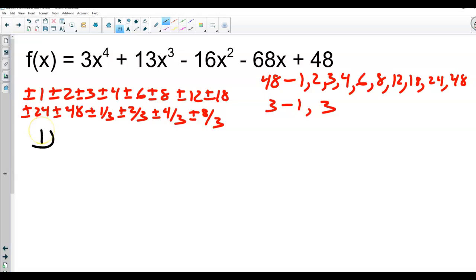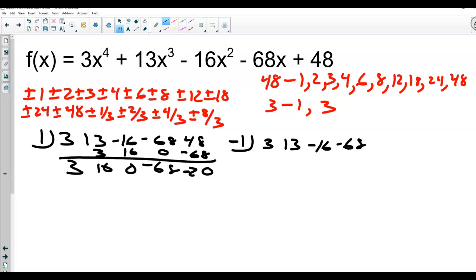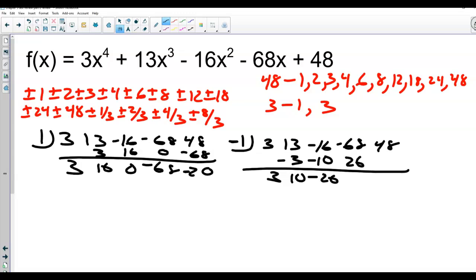Let's start with 1. 3, 13, -16, -68, and 48. If I try 1, this one clearly does not work. Try -1. 3, 13, negative 16, negative 68, and 48. You try negative 1, negative 3, we get 10, negative 26. 26 and negative 68 is 42. Negative 42, we get a 6. That does not work. So let's come to 2.